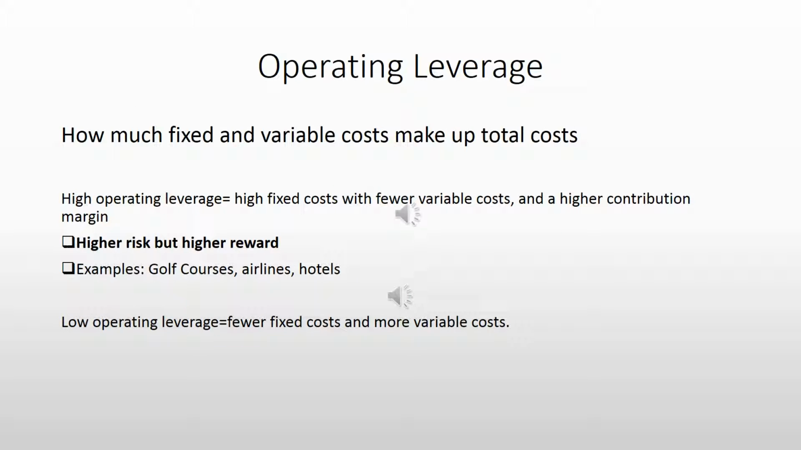Now let's talk about operating leverage. Operating leverage refers to the relative amount of fixed and variable costs that make up its total cost. So a company with high operating leverage will have higher fixed costs and fewer variable costs, while lower operating leverage will have fewer fixed costs and more variable costs. Companies with a high operating leverage are more at risk because of their high fixed costs and lower variable costs. And if the sales volume declines, so does the income.